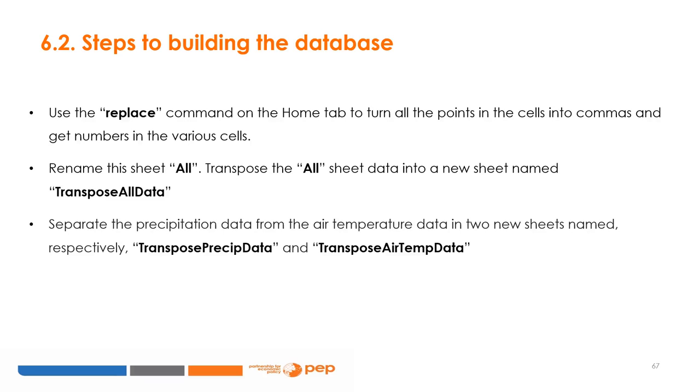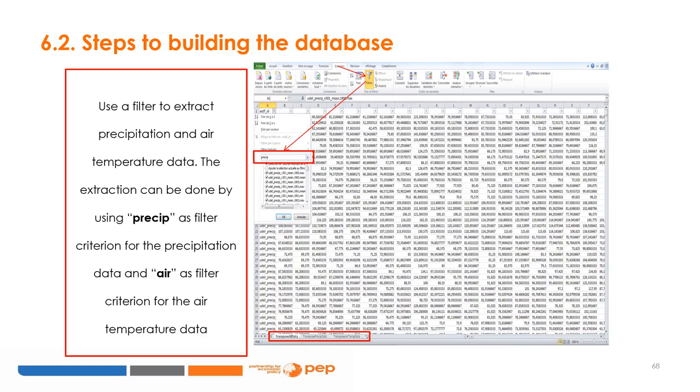Rename the sheet All. Transpose the All sheet data into a new sheet named Transpose All Data. Separate the precipitation data from the air temperature data in two new sheets named respectively Transpose Precip Data and Transpose Air Temp Data. Use a filter to extract precipitation and air temperature data. The extraction can be done by using Precip as filter criterion for the precipitation data and Air as filter criterion for the air temperature data.